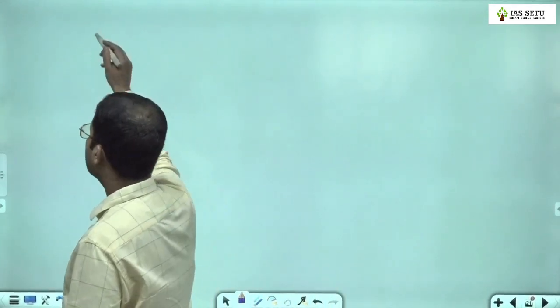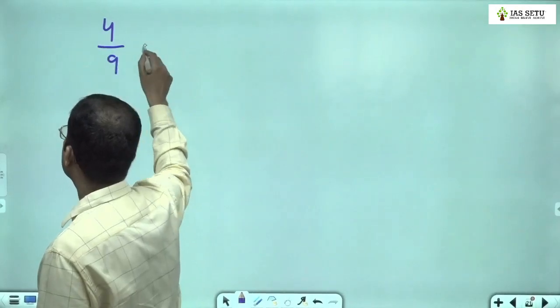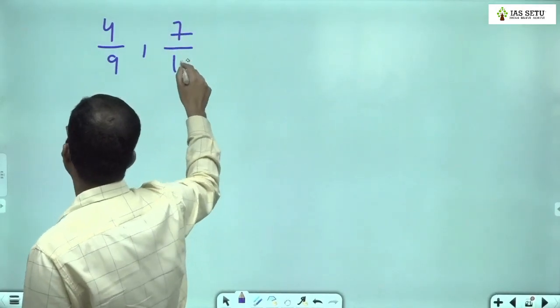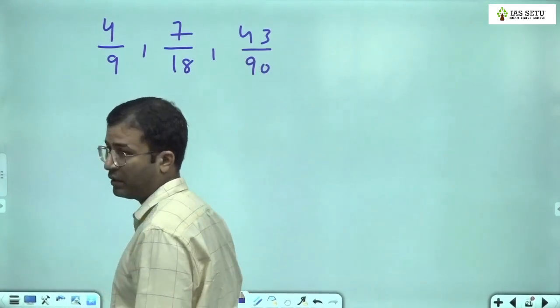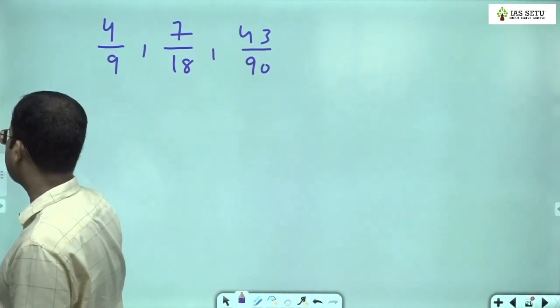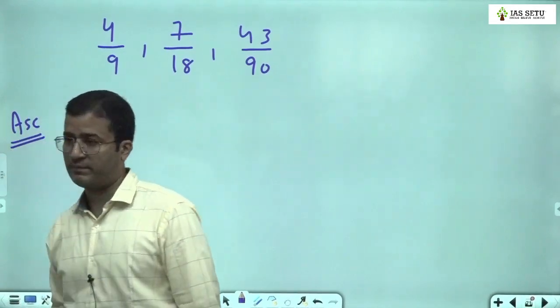Take your time. If I ask 4/9, 7/18, 43/90, we have to arrange these three fractions in ascending order.